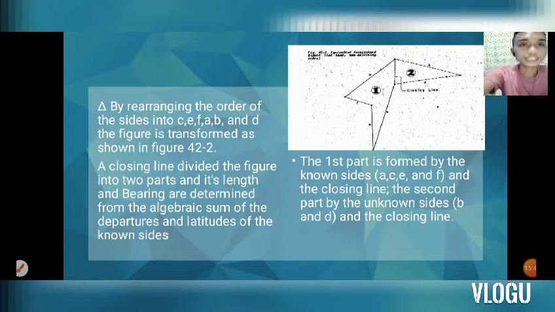By rearranging the order of the sides into C, E, F, A, B, and D, the figure is transformed as shown in figure 42-2. The closing line divides the figure into two parts, and its length and bearing are determined from the algebraic sum of the departures and latitudes of the known sides. The first part is formed by the known sides A, C, E, and F and the closing line. The second part is formed by the unknown sides B and D and the closing line.